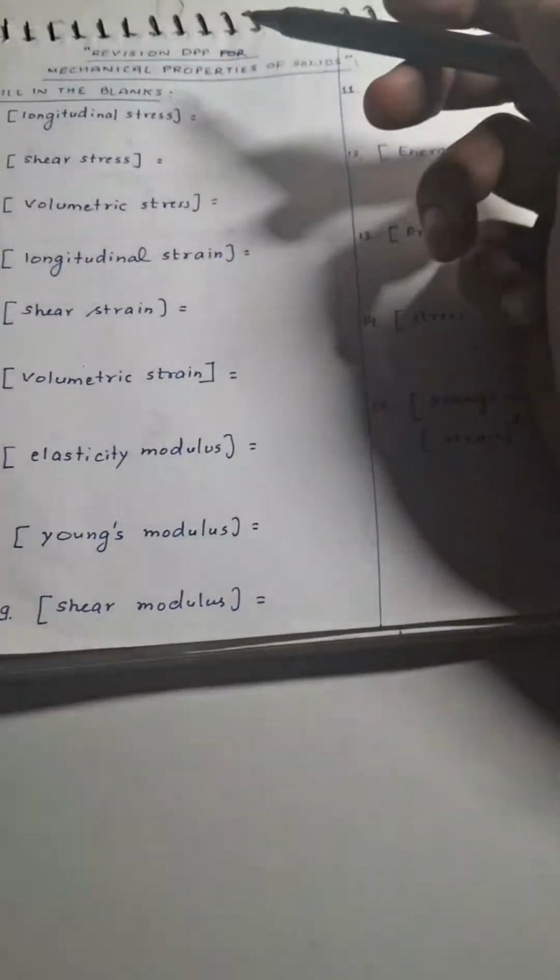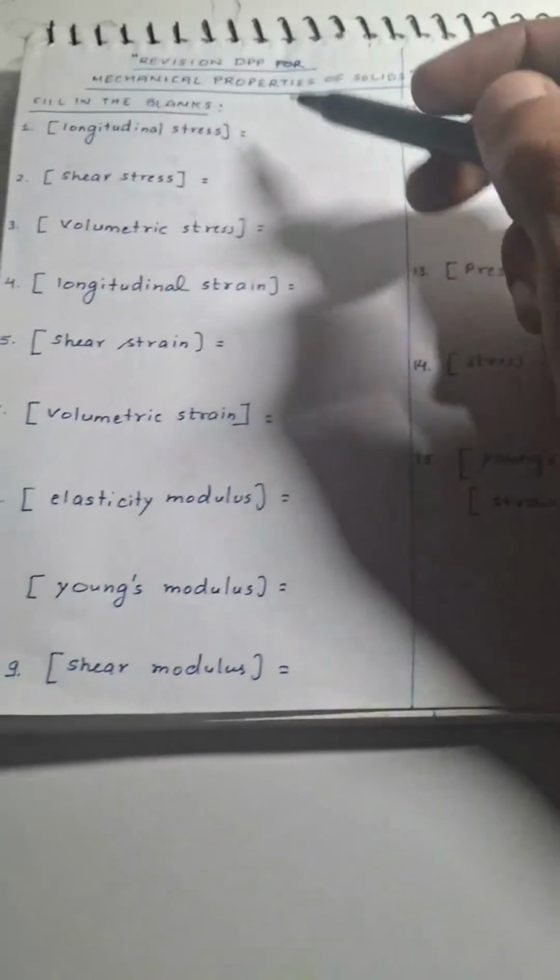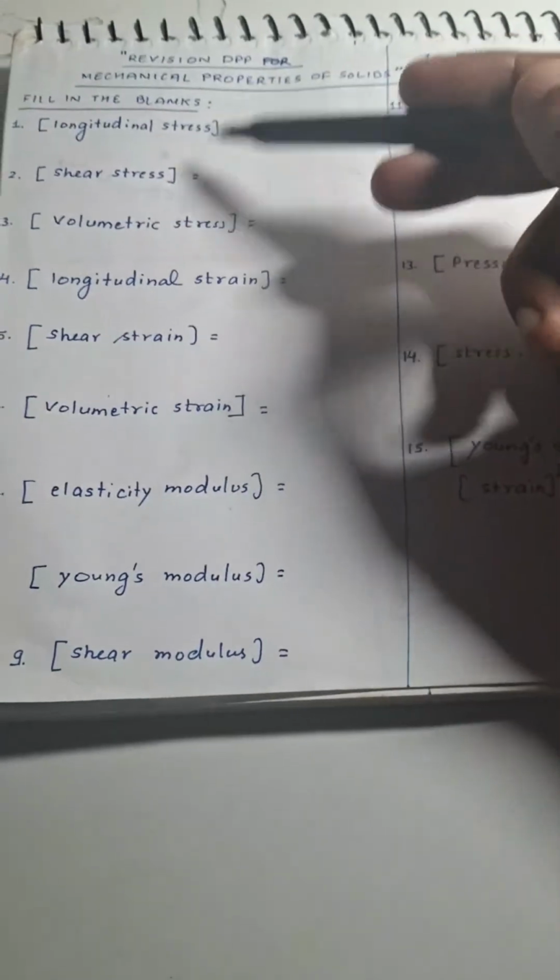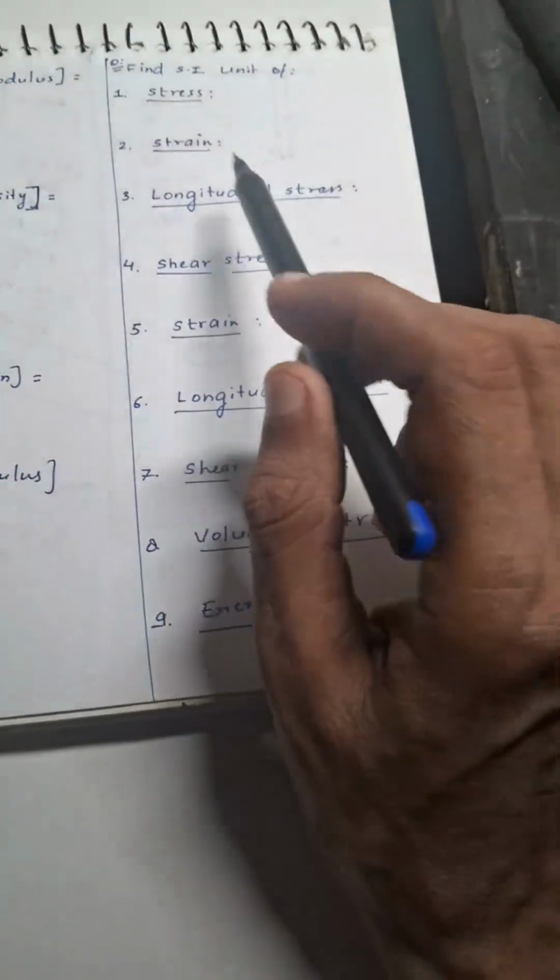Then we have another revision DPP for mechanical properties of solids. Stress and strain, basically dimensions of various terms. Here also, then here is the SI unit of the various terms.